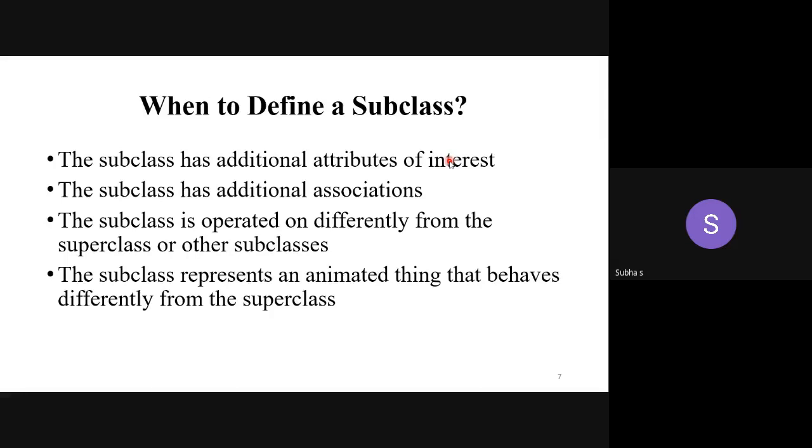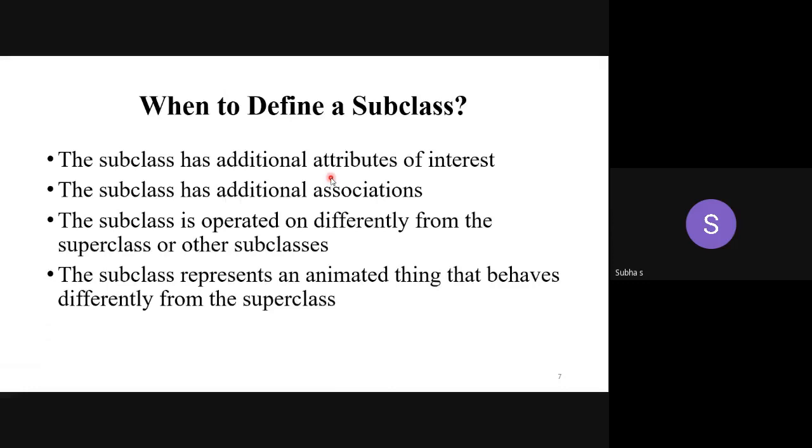He can have the color of the father, he can have the nature, there are some habits of the mother. In addition, that son or daughter may have his or her own qualities, own characteristics. That is up to the subclass only. So that is the first one: the subclass has additional attributes of interest.